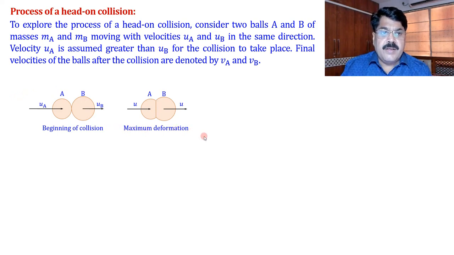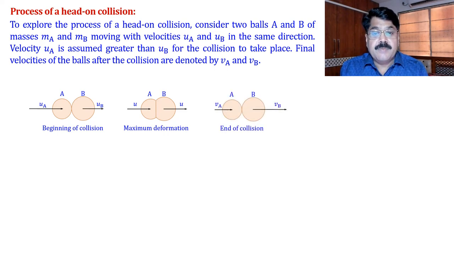Thereafter, the deforming forces will start decreasing, but they will be in the same direction. So again, the velocity of ball B will keep on increasing, and that of ball A will keep on decreasing. And when the interaction between the bodies ceases, that is, at the end of collision, the second body acquires velocity VB, and the first body acquires a velocity VA.